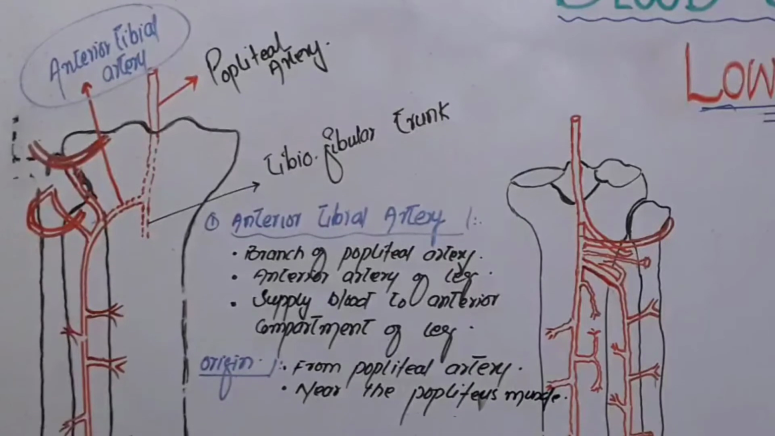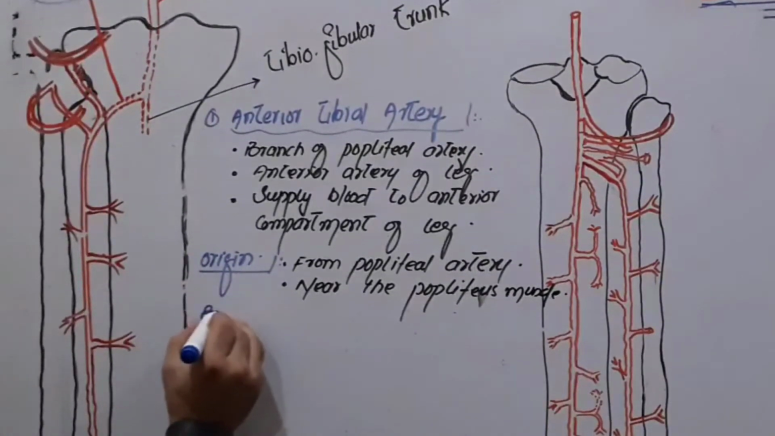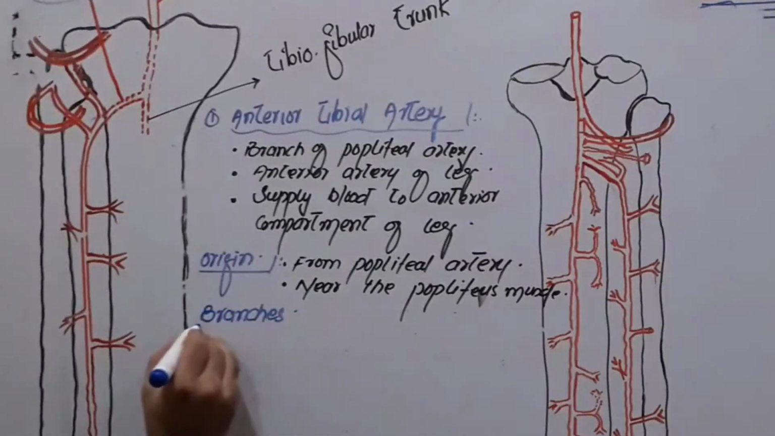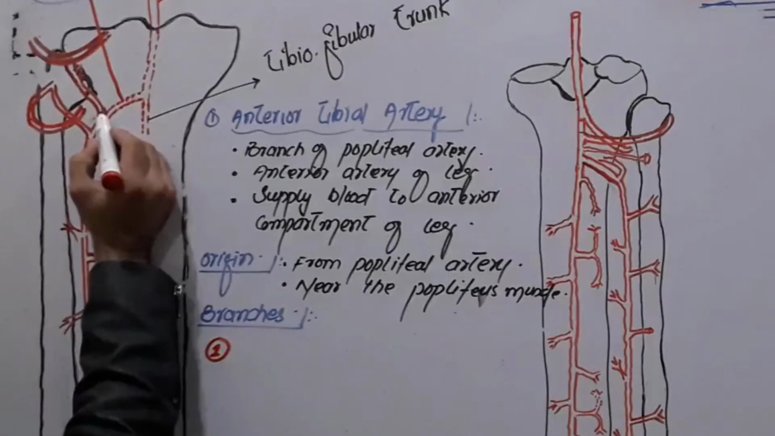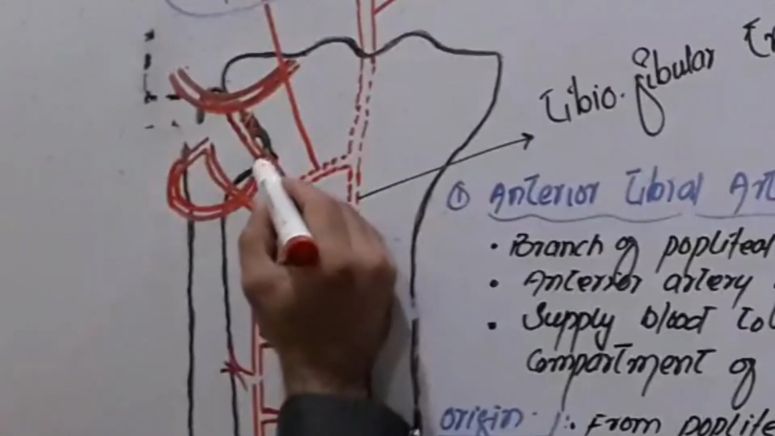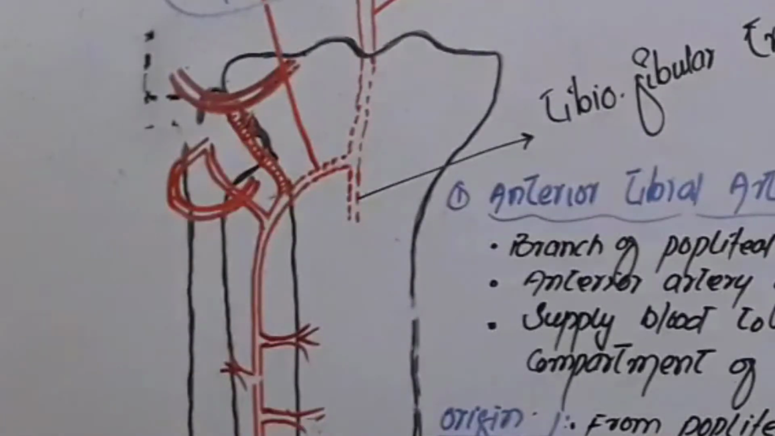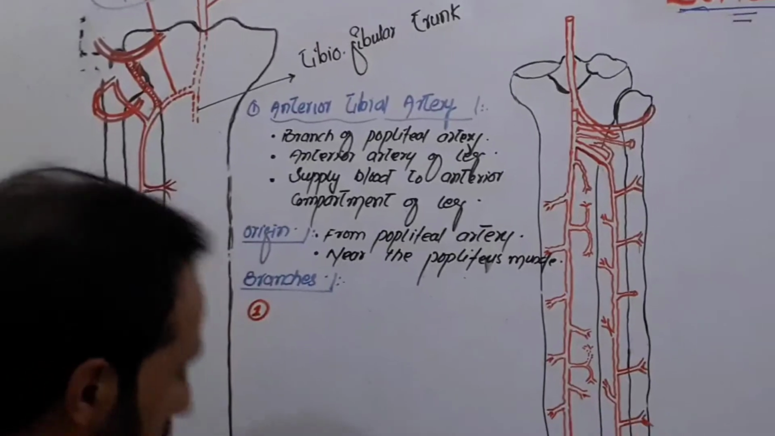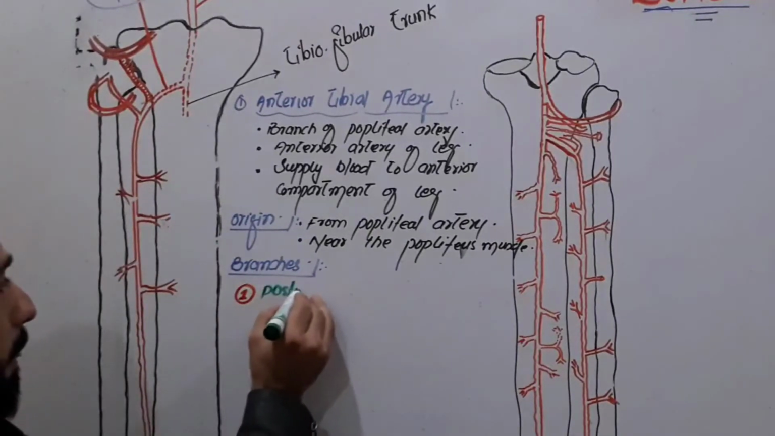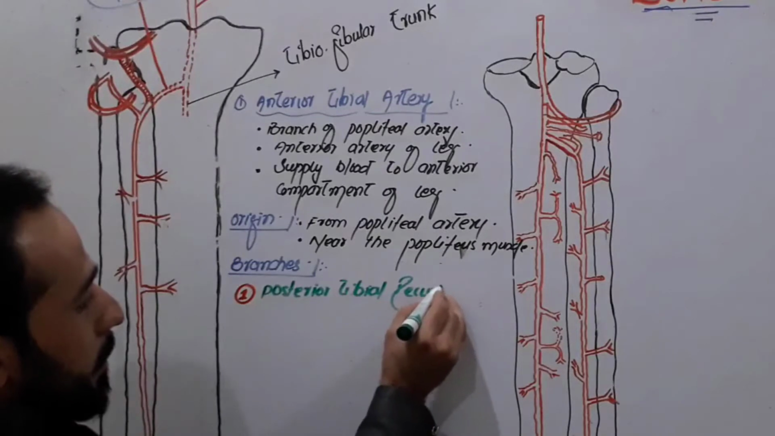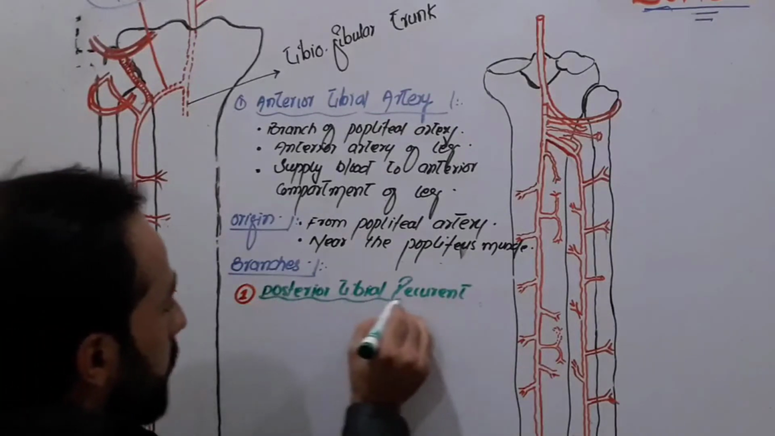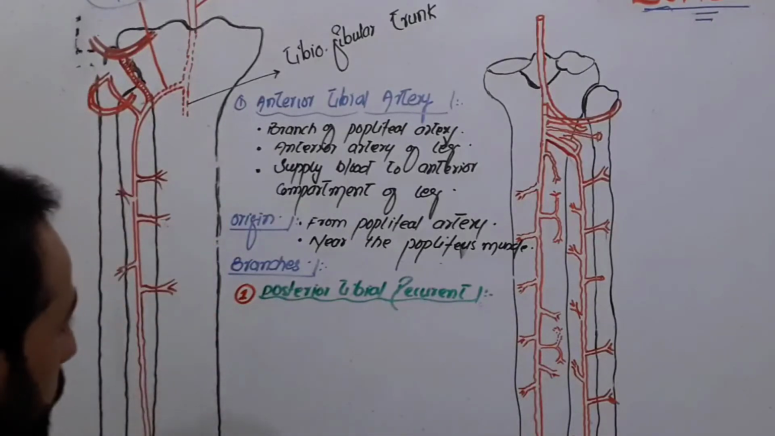Done. The next important thing, what are the branches from this artery? Look carefully, friends. I'll show you all these branches in detail. The first branch which arises from this anterior tibial artery is this one. This is the anterior tibial artery and it gives off this branch, called the posterior tibial recurrent artery, right? So the first branch is the posterior tibial recurrent artery.